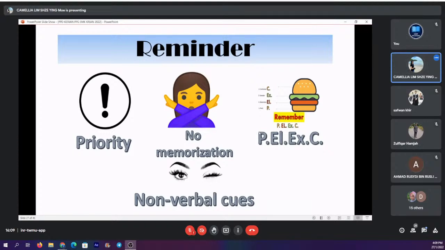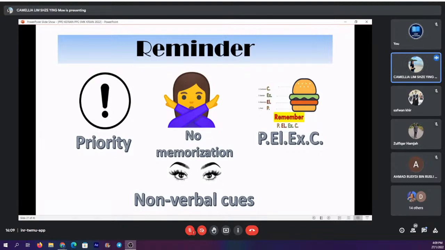So no memorization. And then remember the PLEXC. This is to help the student to make their sentences longer. And the last point that I feel most teachers will probably forget: non-verbal cues. What do I mean by this? Why do I put the eyes there, the beautiful eyes there?